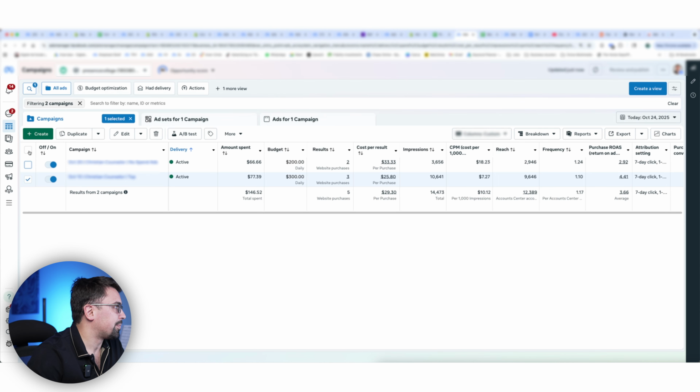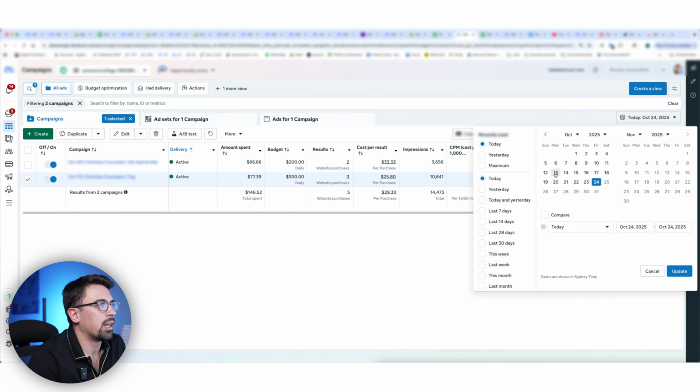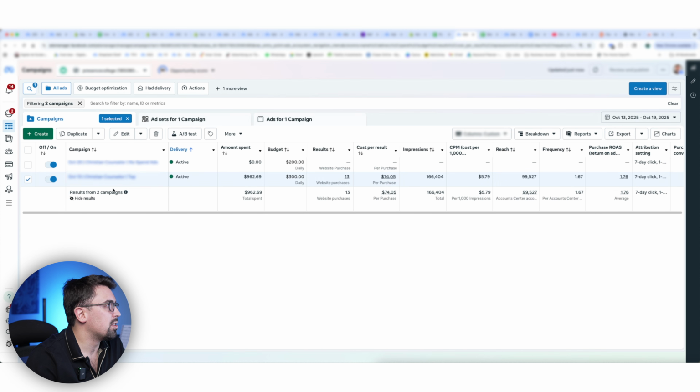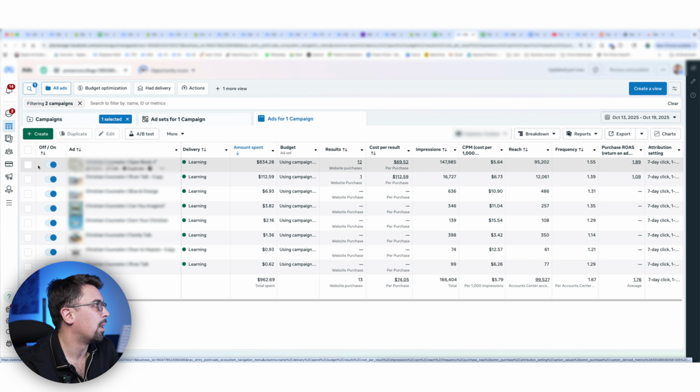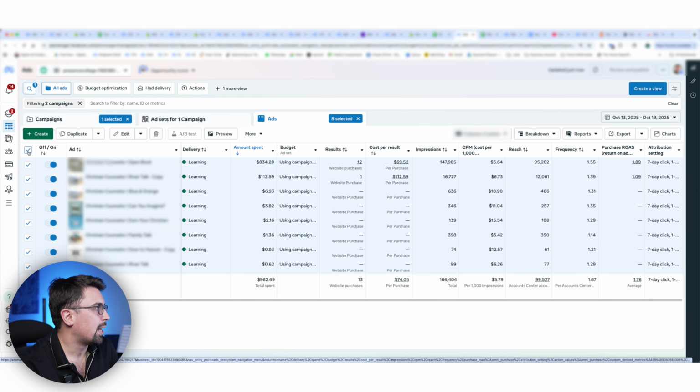So here it is. This bottom campaign that I have checked here, I launched on October 13th. So let's look at October 13th to the 19th. Okay, this is a single ad set CBO. So it's a campaign budget with 1 ad set with 8 ads inside. So you can see that here, right? We got 8 ads.